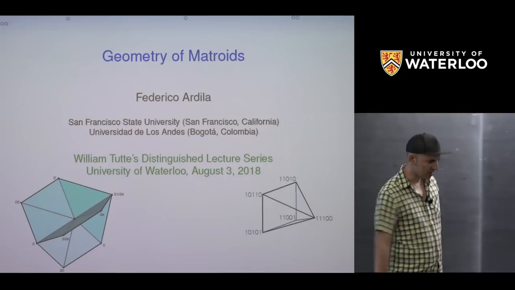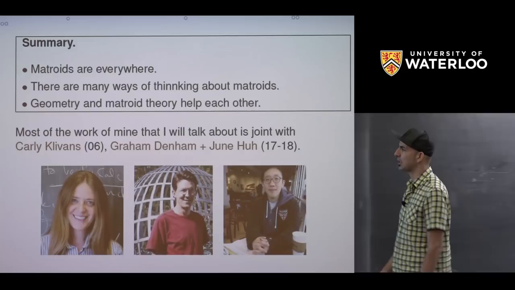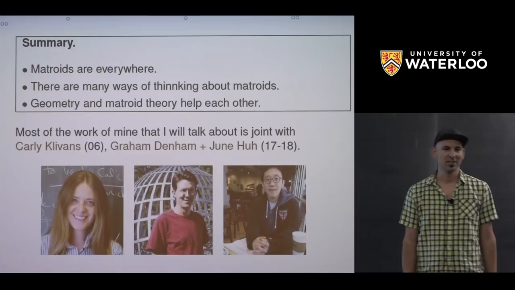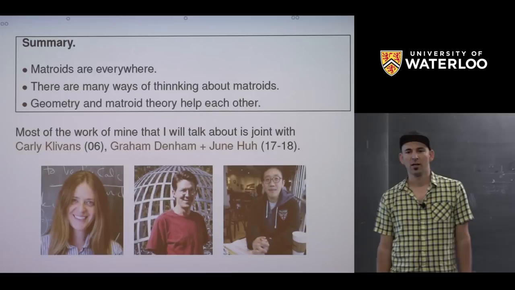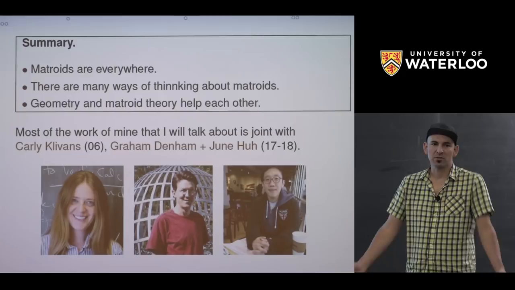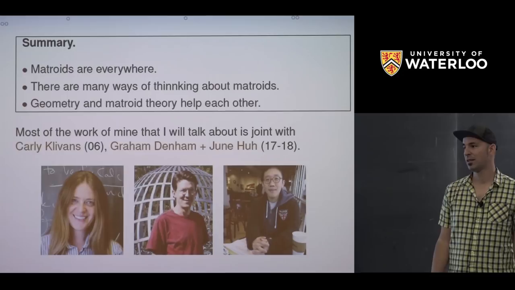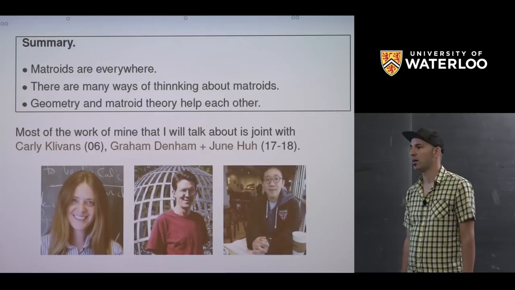So here's a little summary of my talk. Point number one that I want to make is that matroids are everywhere. They really are objects that appear in a lot of places. The main reason for this, I think, is that linear algebra is part of essentially every field of mathematics, and matroids are kind of the combinatorics of linear algebra. So that's one reason that they appear in a lot of places. There are many different ways of thinking about matroids. That's a little bit frustrating at first and really powerful later. And so we'll talk about that.